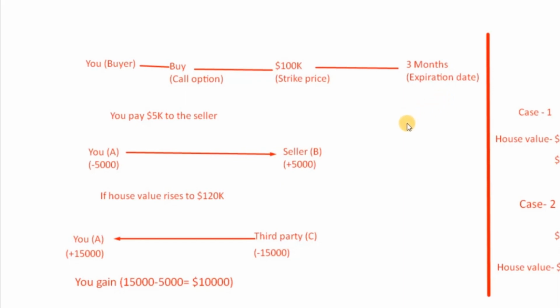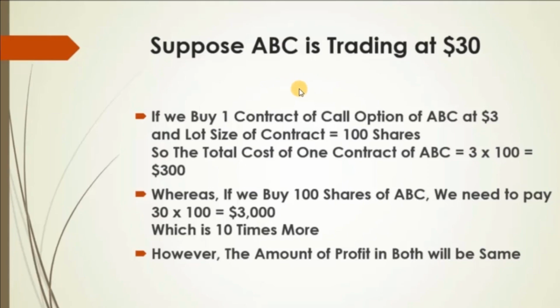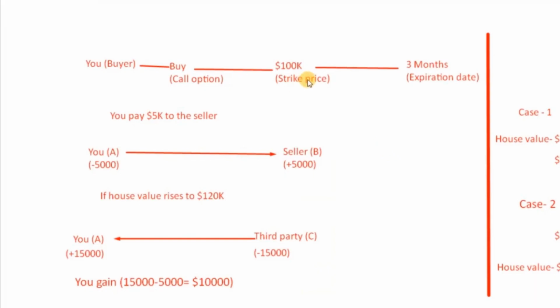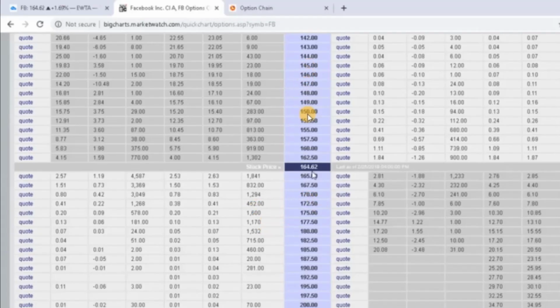Now, in this case, the underlying asset was house, and in this example, the underlying asset is a stock of company ABC. Strike price. The strike price is also referred to as the exercise price. This is the agreed price at which the option can be exercised. For example, in this case, the strike price is 100k, that is the price at which house can be bought. There are a range of strike prices set for each option, and we can trade any strike out of all these strikes. How to choose different strikes for adopting any option strategy, that we will learn later in this course.